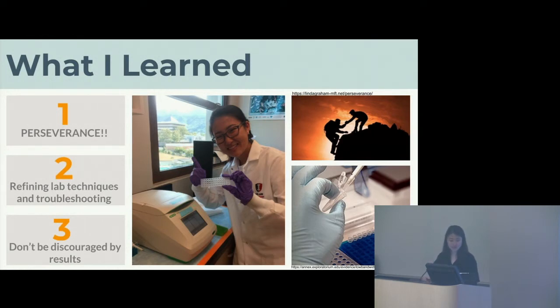And finally, don't be discouraged by results. I was selfishly hoping to detect at least one snail with rat lungworm. I didn't. But in general, it's a good thing. And I know I had valid results, and I'm just going to hope for the best next time. But I've learned to accept the results and not doubt my results.